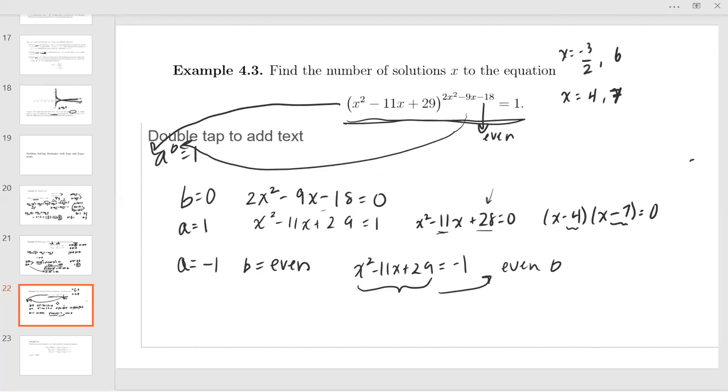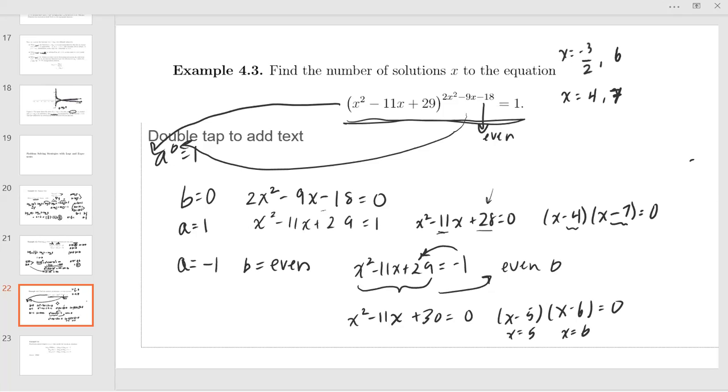Finally, we have this quadratic. We have x squared minus 11x, and pulling the negative 1 to this side, we have plus 30 is equal to 0. Again, you can write out the factors of 30 to see that it is just (x - 5)(x - 6). So you have x is equal to 5 and x is equal to 6.